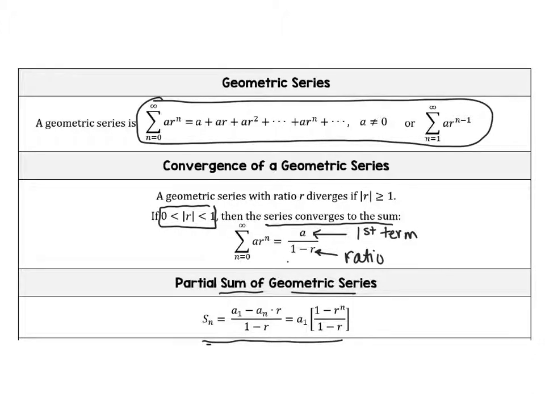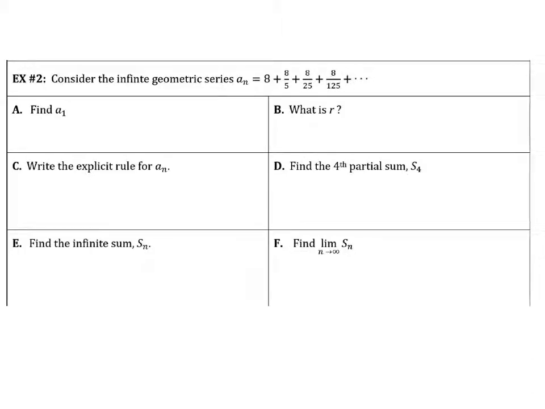Okay, so for these next couple of problems, we're going to look at an infinite geometric series and answer the following questions. For the very first one, we need to find a sub 1, which is the first term of our series, so we see that's going to be 8. What is r? That's going to be your ratio, or what you're multiplying by each time. And so for this case, it looks like my ratio is 1/5.